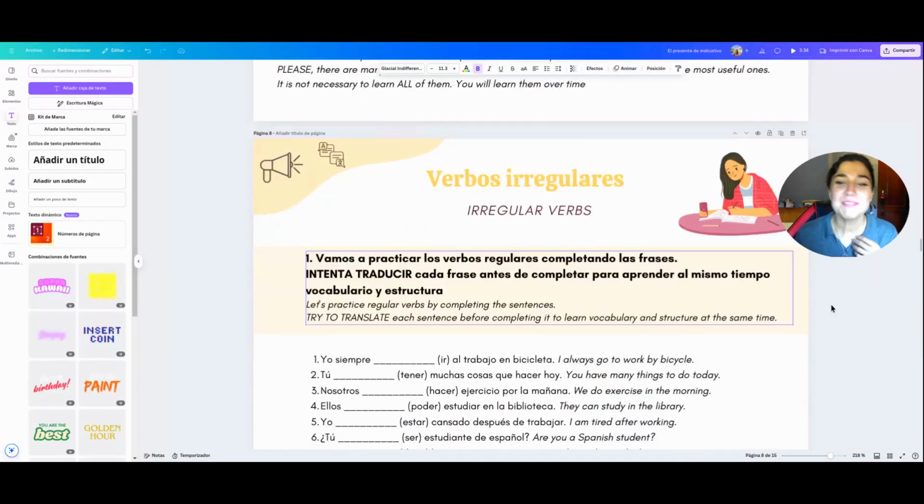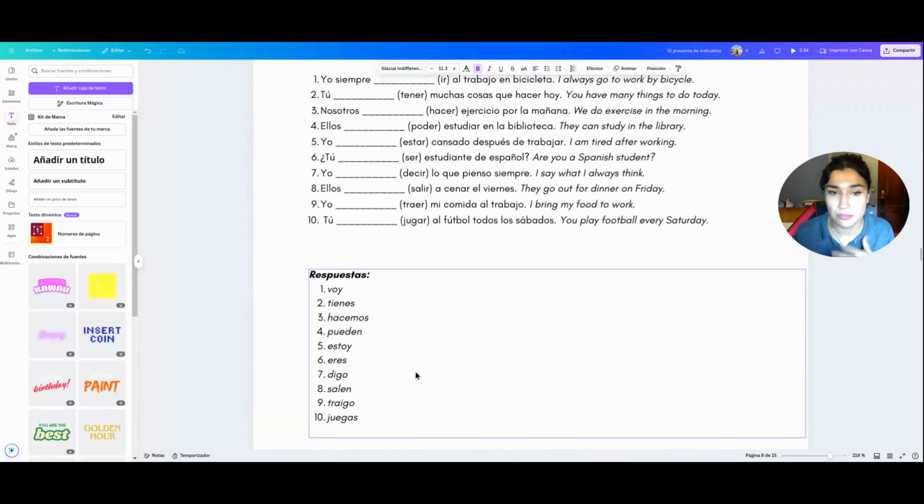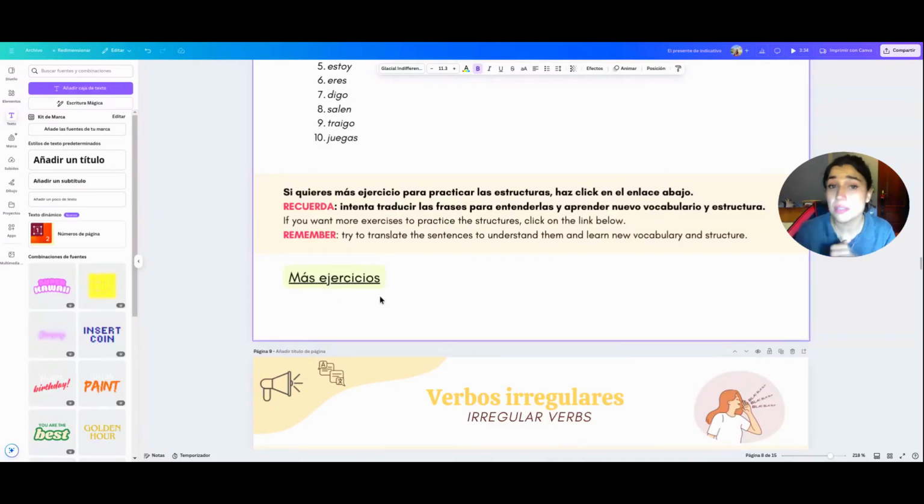So now we're going to go with the exercises, okay? I have some exercises here. As I always say, please translate the phrases to see if you understand them. Yo siempre ir al trabajo en bicicleta. You try to understand what it means. Then after, I always put the translation on the right, so you can check if what you said is correct. Basically, it's just completing with different people. You will have the answers after. Well, I always leave you here more exercises if you want to practice more. There will always be a link to practice more if you want to.